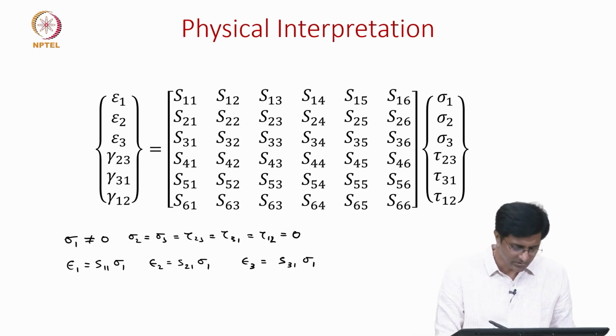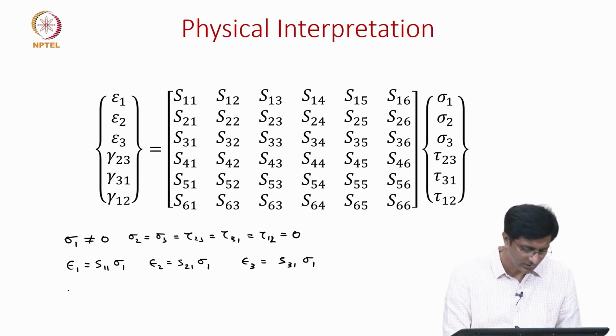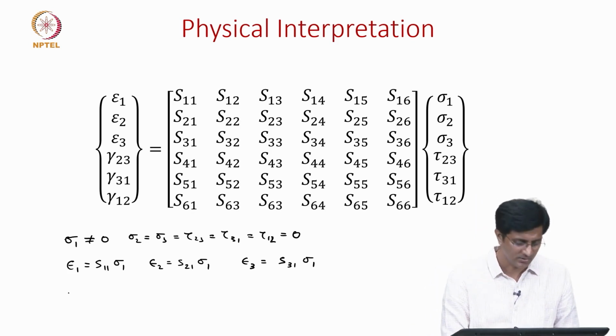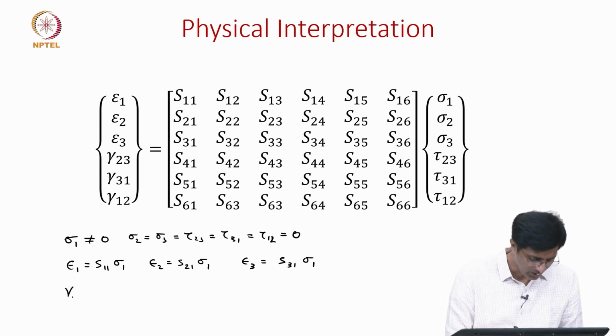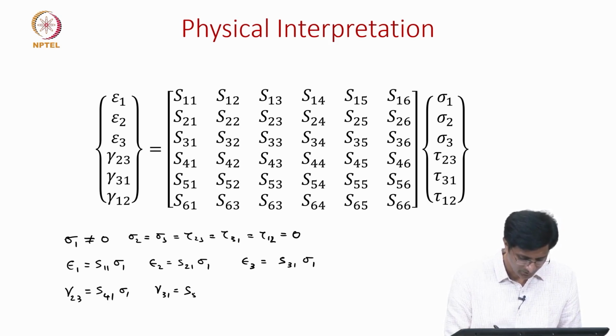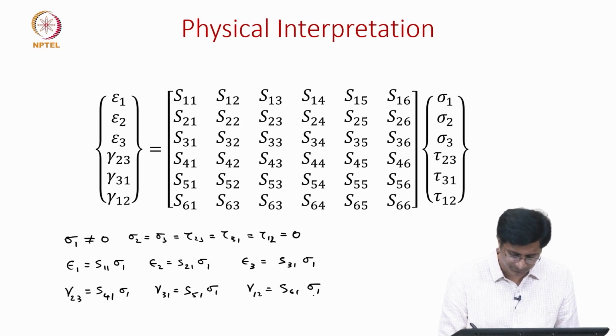But in addition to this, we do have the shear strains as well. So, how do we write gamma 23? Gamma 23 should be written as S41 times sigma 1, and similarly gamma 31 as S51 times sigma 1, and gamma 12 as S61 times sigma 1.